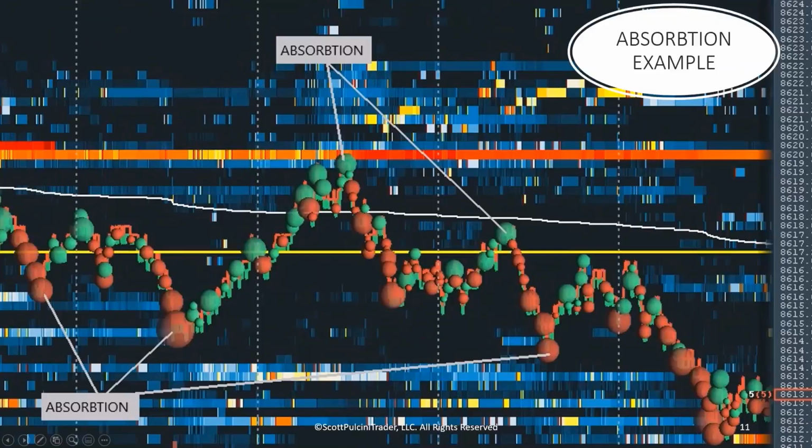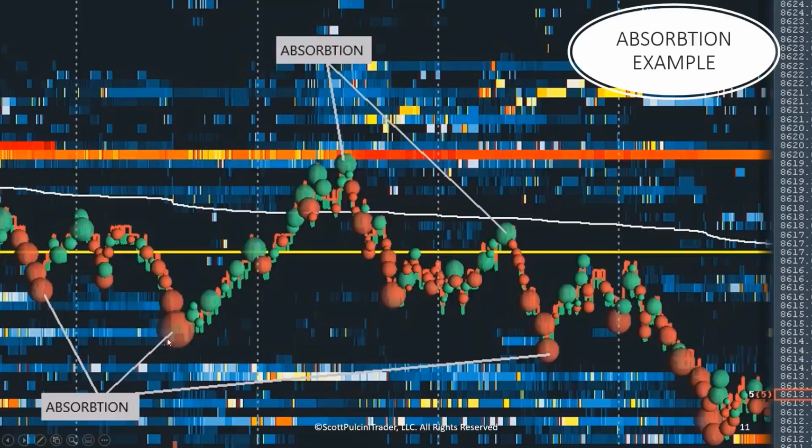Okay, let's take a look at absorption. Absorption is when aggressive buyers or sellers' orders are completely absorbed by the resting orders. So you see here, price comes down to this level. There's some liquidity resting down here that absorbed the entire selling, and as a vacuum effect, the price comes back up.